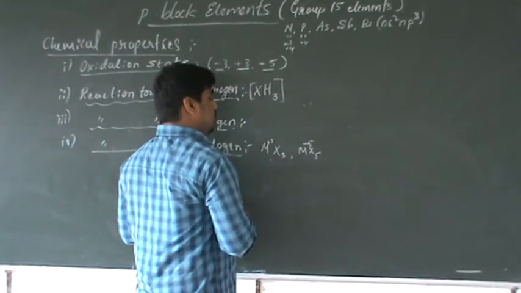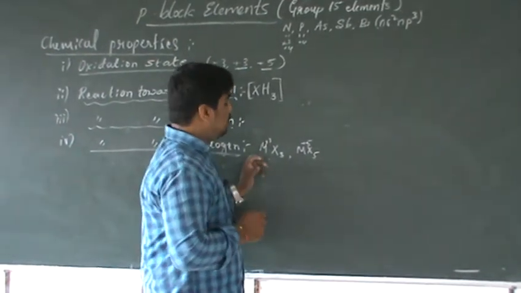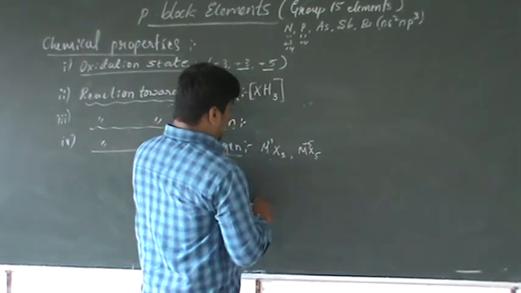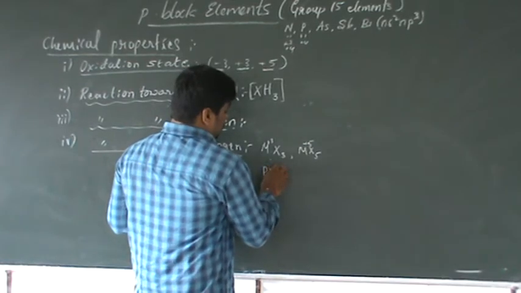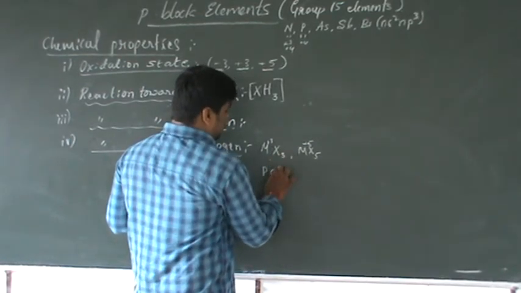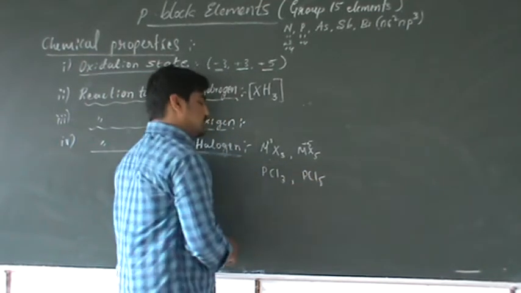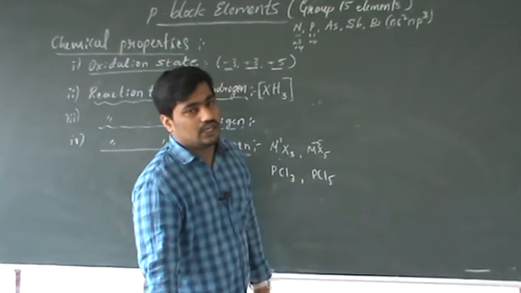Also, nitrogen itself is more electronegative. Therefore, it does not show MX5 type of halides. Phosphorus can show these types of compounds, for example, PCl3 and PCl5. These are the two examples: phosphorus trichloride and phosphorus pentachloride.